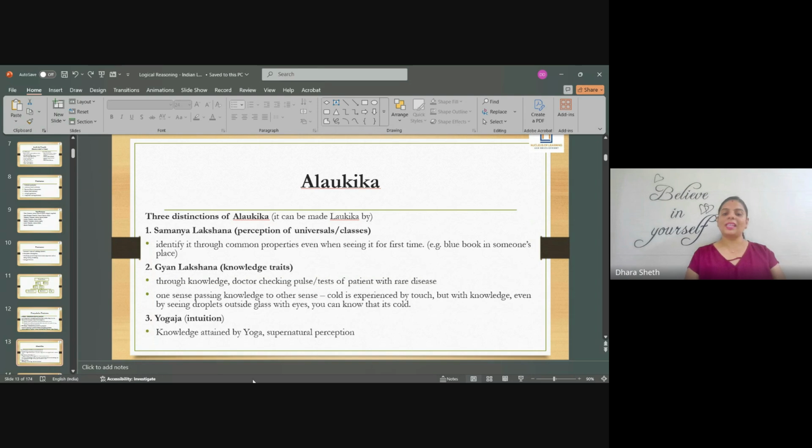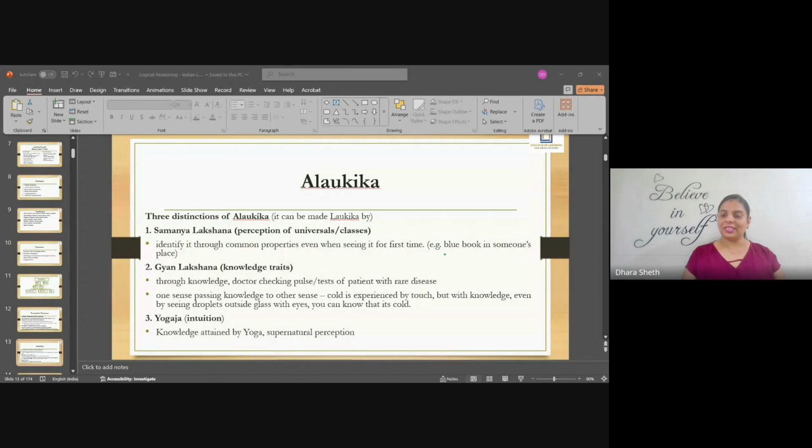That is called samanya lakshan. You are doing it for the first time, you are seeing it or experiencing it for the first time, but you have knowledge about things which are similar, which have similar properties to it. So that's why you are able to understand that this is the register of first semester. That is called samanya lakshan.